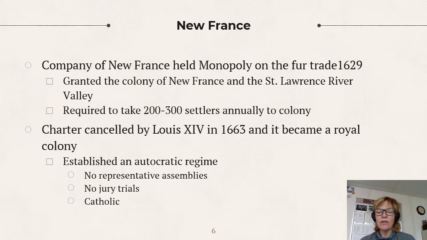But after a while, they just start to lose a lot of money. Louis XIV cancels their charter. It becomes a royal colony. And as we're going to discuss in just a second, Louis XIV rules for a very long time, and he rules as an autocrat. What he says goes. He is the government, right? There's no representative assemblies in New France. There really isn't in France either. There's no jury trials, and everybody's supposed to be Catholic.